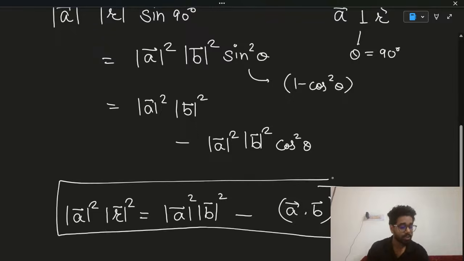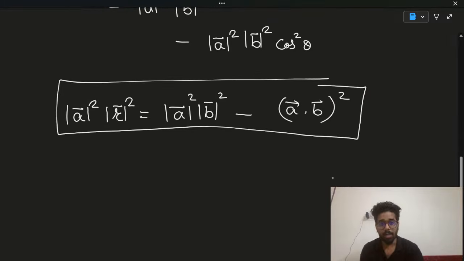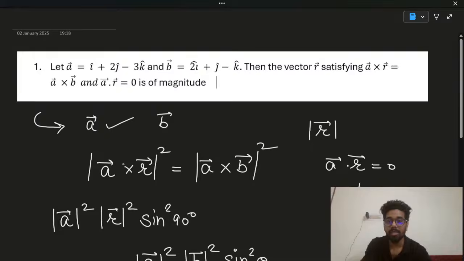The other way of doing it is to do the cross product and get the answer, but I believe that is a lengthy way. Now, what is the magnitude of A? Let's find out from here.